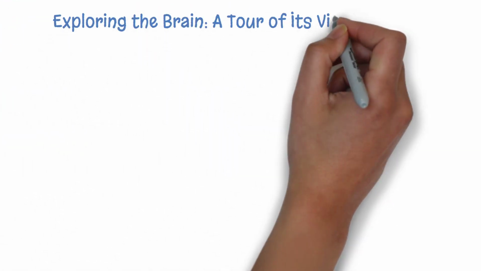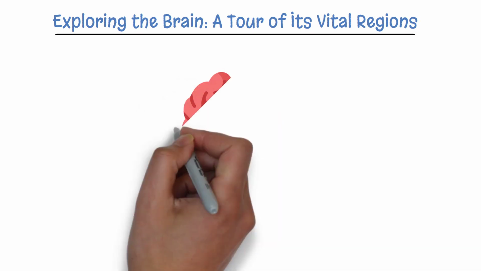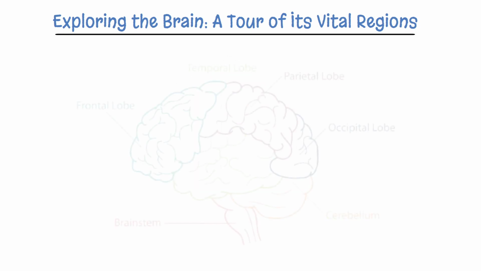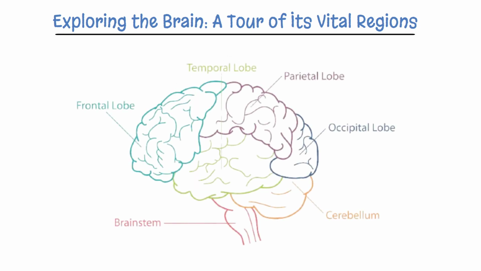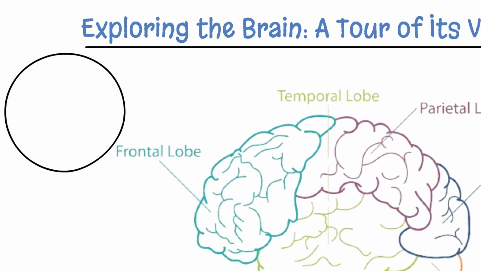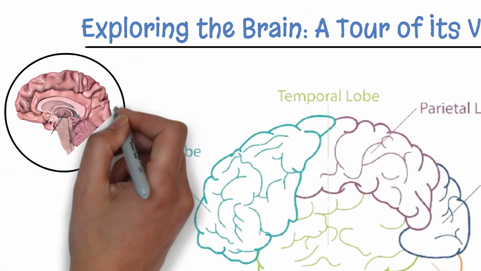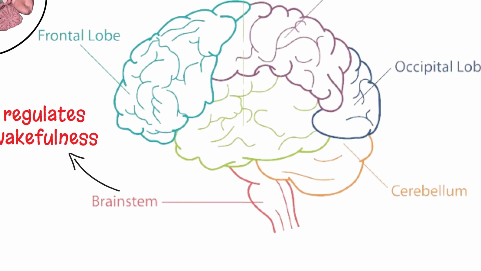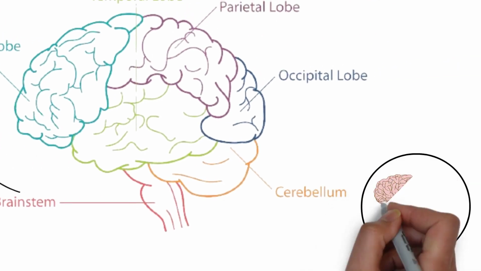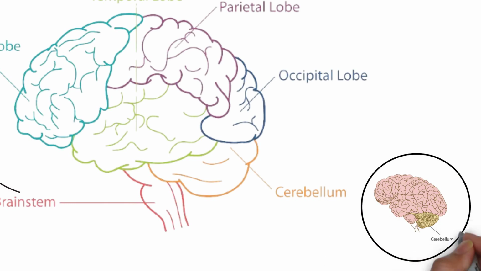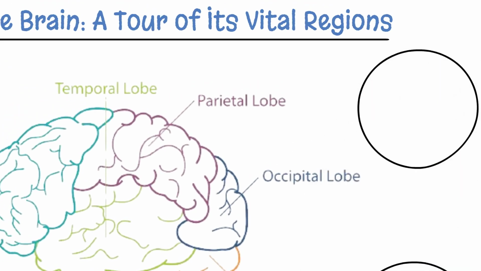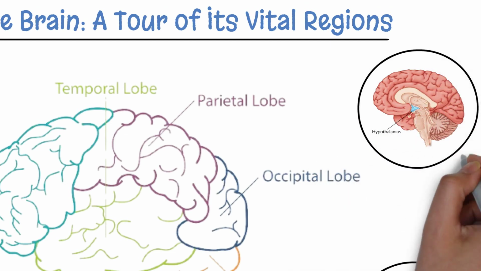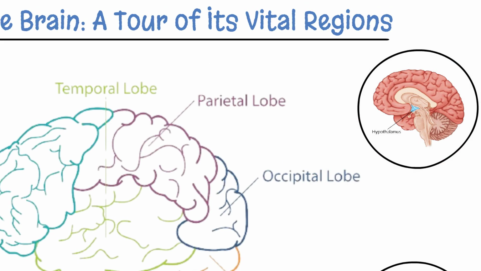Exploring the brain, a tour of its vital regions. The brain, a marvel of the central nervous system, is sectioned into purposeful parts. The brainstem, governing automatic survival functions, connects the brain to the spinal cord. Above it, the thalamus acts as a sensory relay center. The reticular formation, nestled within the brainstem, regulates wakefulness. The cerebellum, at the brainstem's base, fine-tunes movement and balance, essential for activities that require precision, like strumming a guitar. The hypothalamus, lying below the thalamus, directs activities like eating and drinking and is closely involved in emotion and reward.